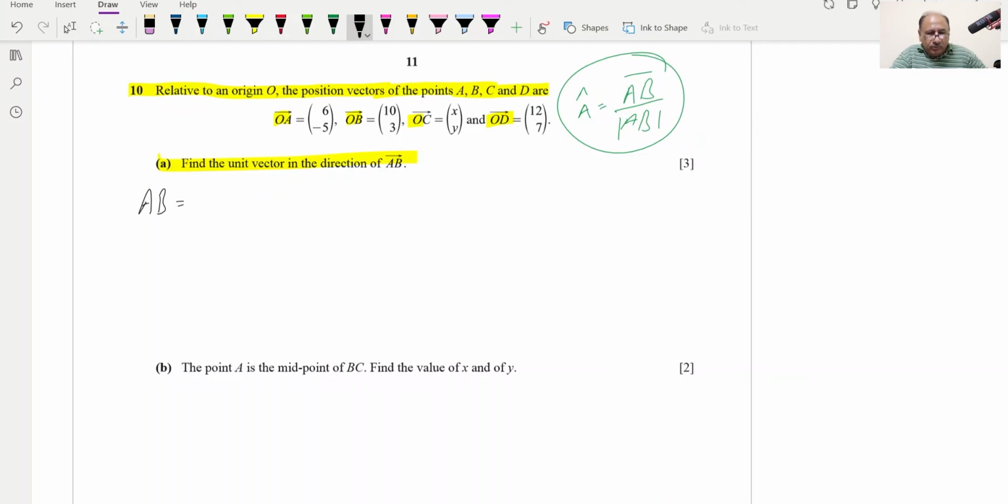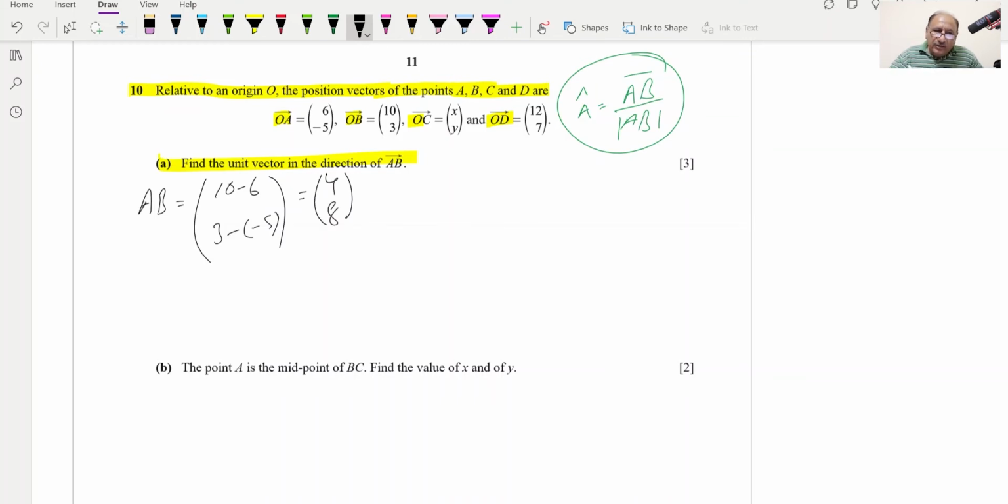AB will be equal to B minus A, so 10 minus 6 and 3 minus minus 5, and this will be equal to 10 minus 6 is 4, so 4 and 8, so 4 and 8 will be AB value.